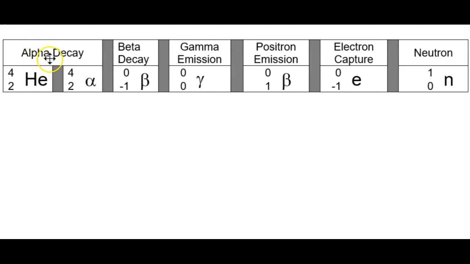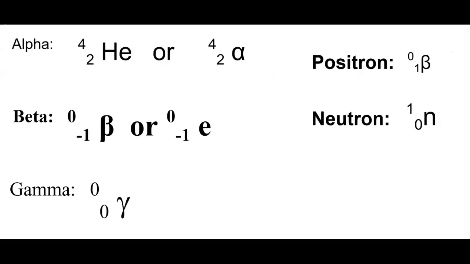Okay, so these are different kinds of particles or emissions or energies, however you want to look at it. We have alpha and beta. Notice that alpha has two different symbols you could use, but the same mass number and atomic number. So we can use He, helium, or an alpha symbol. Then beta, gamma emission, positron emission, electron capture, and neutron. All right, and we're going to go through some examples of how to do this.